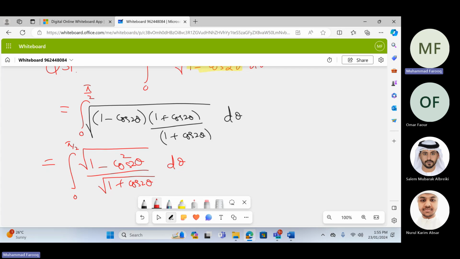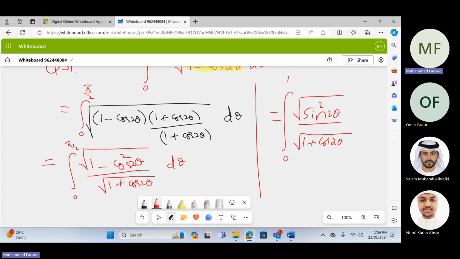1 minus cosine square is how much? Sine square. So this is sine square 2 theta divided by the square root of 1 plus cosine 2 theta, with 0 to pi by 2, and it is d theta. Now sine square under the square root becomes the absolute value of sine 2 theta, please. Absolute value, and 1 plus cosine 2 theta under the square root, from 0 to pi by 2.